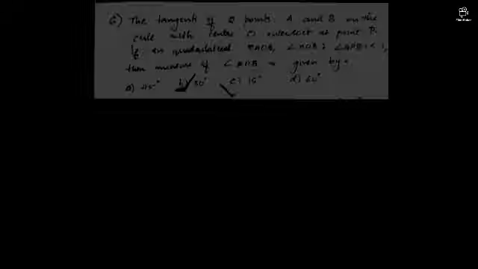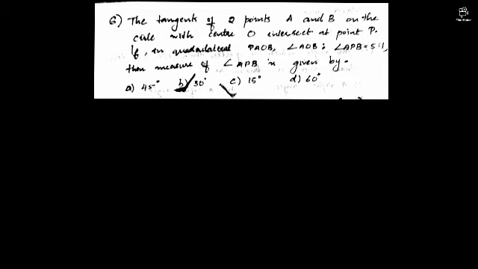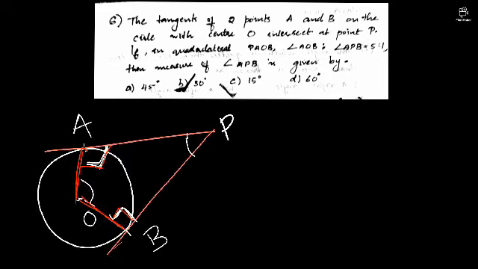Now the 6th question will be this: the tangents at 2 points A and B on the circle with center O intersect at point P. If in quadrilateral PAOB angle AOB to angle APB is equal to 5:1, then measure of angle APB is given by. So it is pretty easy question. It is a concept which we have studied in 10th, 9th or 8th classes according to your board, CBSE, ICSE or state board. So now consider the rough figure as shown.